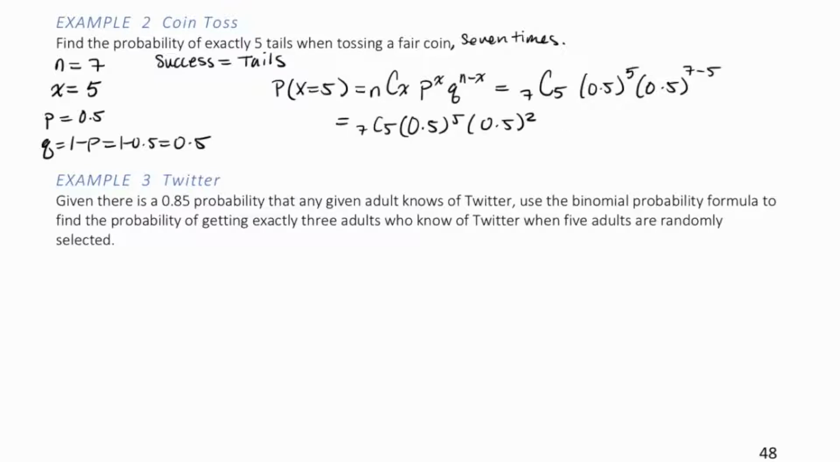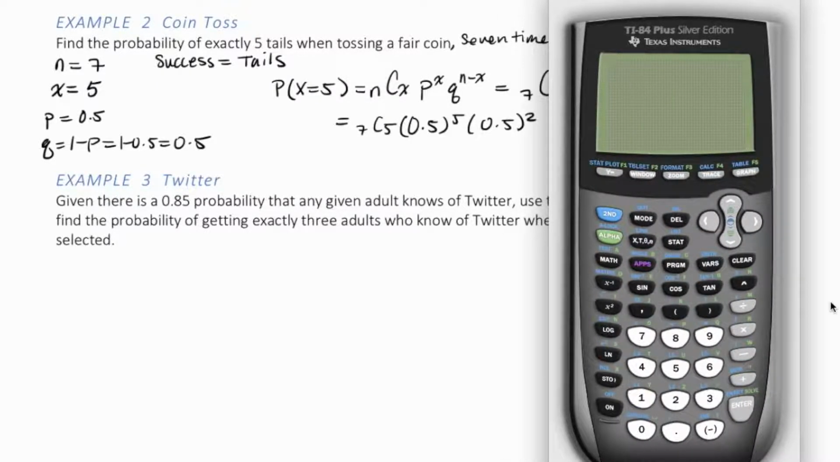Let's get our calculators. So 7 choose 5 is 21. Now we multiply this number times 1/2 to the 5th power, and again we multiply this times 1/2 squared.